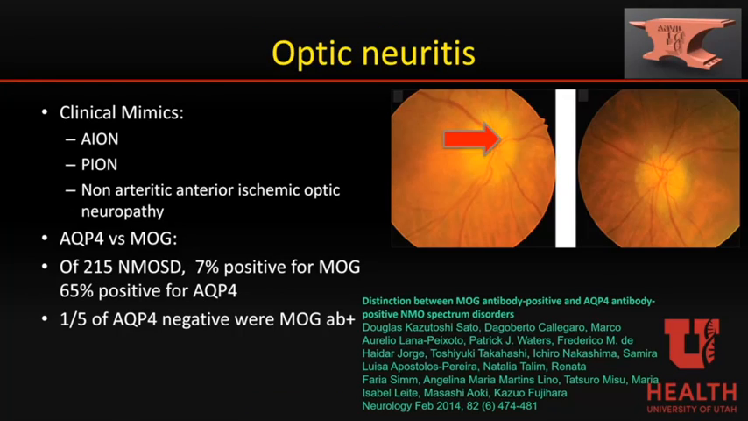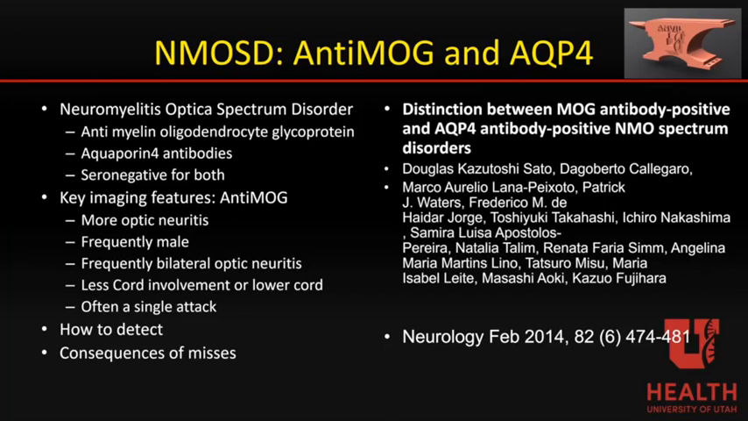When considering optic neuritis or neuromyelitis optica spectrum disorder, in the literature, about 65% were positive for aquaporin-4, and 7% of the remainder were positive for myelin oligodendrocyte glycoprotein reactivity. So about 1/5 of the aquaporin-negative were MOG positive. So this is where clinical history will really help with your blind spot in terms of optic neuritis.